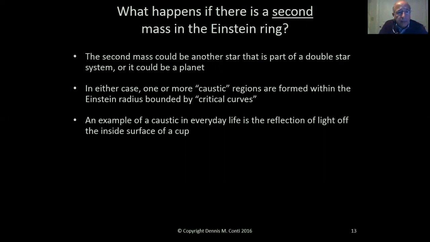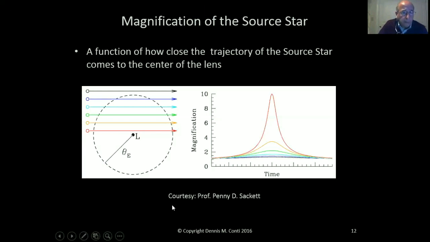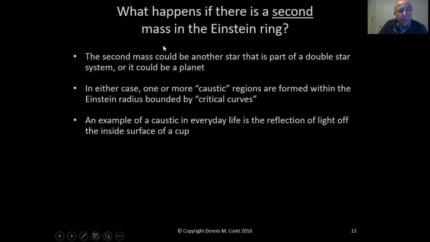Now, what happens if there's a second mass in the Einstein ring? What we've talked about up to this point is a single mass, a single star. What if there's another star? Or what if there's a planet orbiting that star? It's going to change the characteristic light curve in certain ways. And let's see what happens.